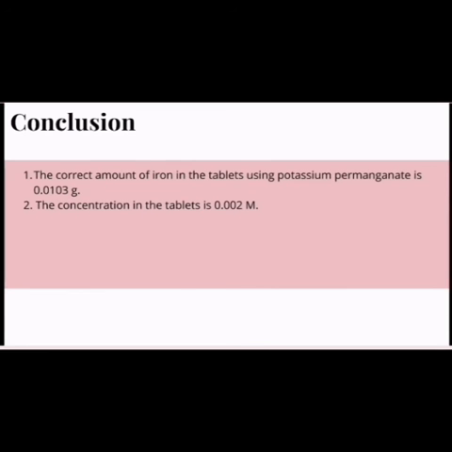For the conclusion, the amount of iron in the tablet determined using potassium permanganate is 0.0103 gram, while the concentration in the tablet is 0.002 molar.